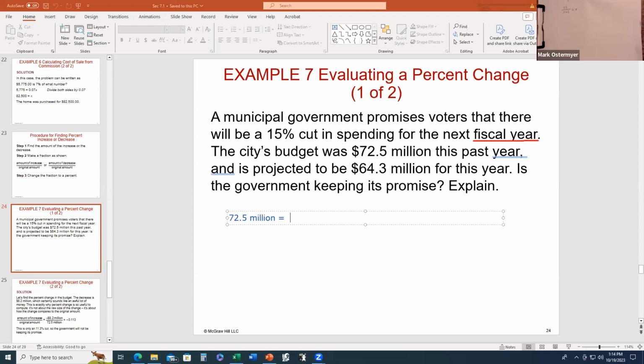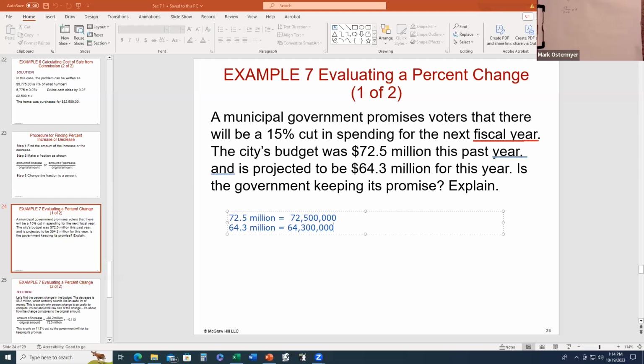Well, it's saying 72,500,000. That's 72.5 million. And 64.3 million, what's that going to be? That's going to be 64,300,000. Okay, just thought I'd throw that out to you. If you've never seen that before, now you've seen that. That's what it means.